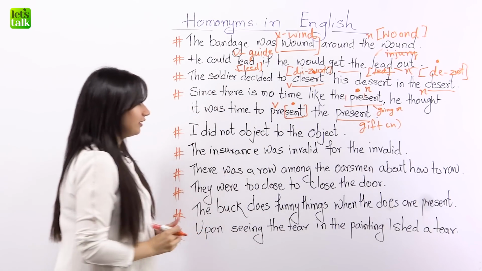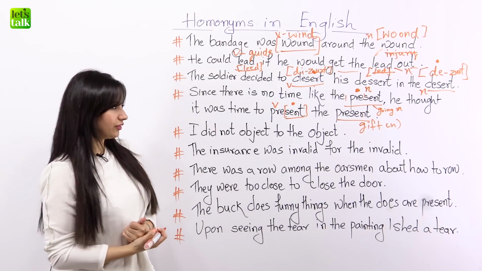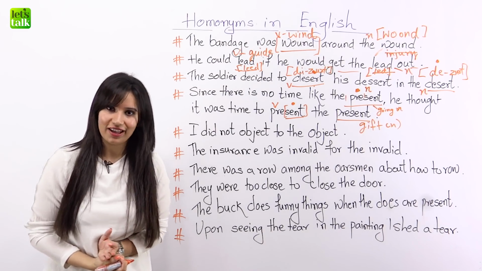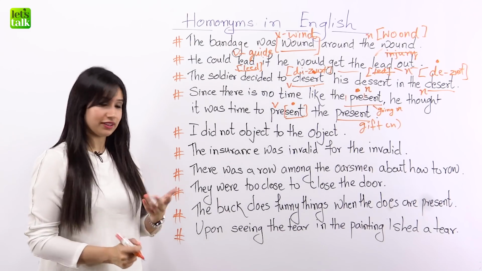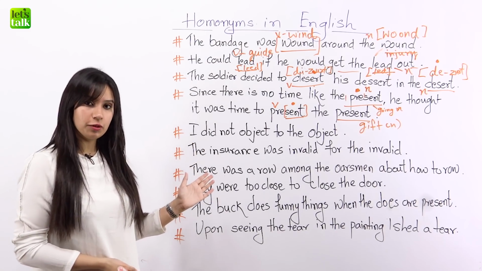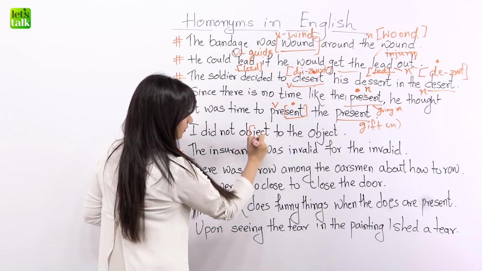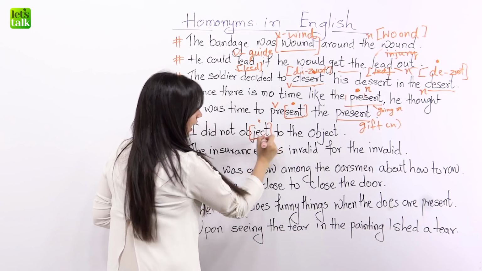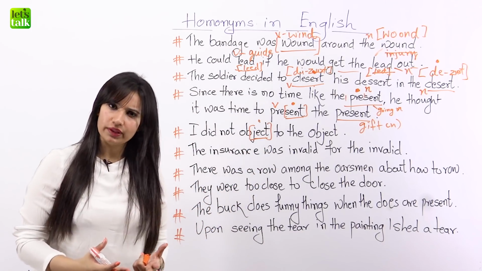Right. Now we move on to the next sentence that we have. I did not object to the object. As you can hear, I pronounced them differently because of word stress. I repeat myself. I did not object to the object. So the stress here is on the second syllable. I did not object. Object means to disagree with something.